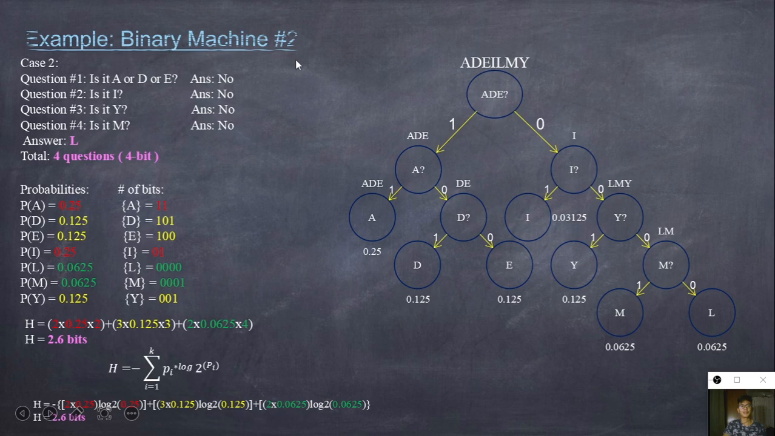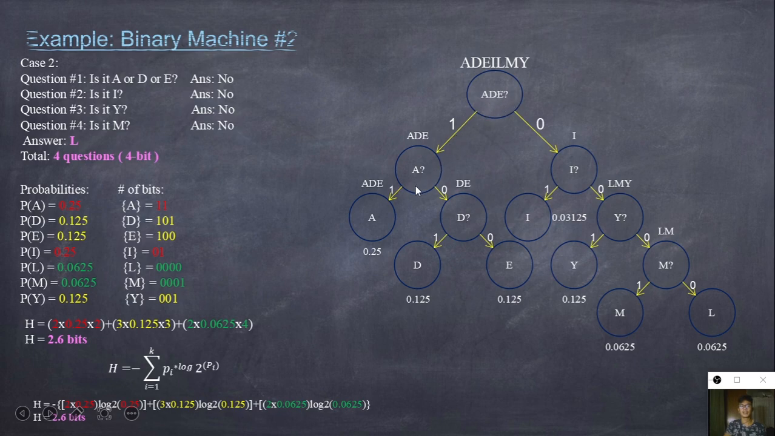This is example number 2. We use the same possible outcomes, which are A, D, E, I, L, M, and Y. For case number 2, we use a different kind of binary machine for the representation. So here is the binary machine. For question number 1: is it A, D, or E?